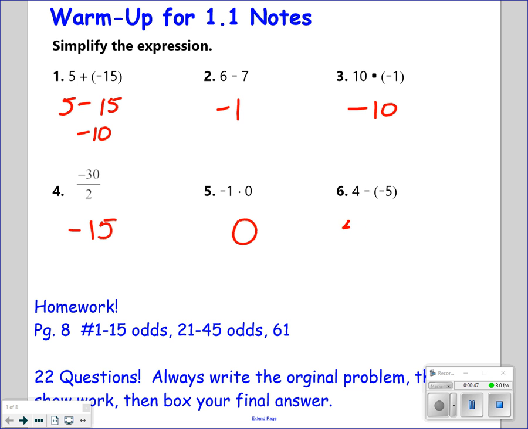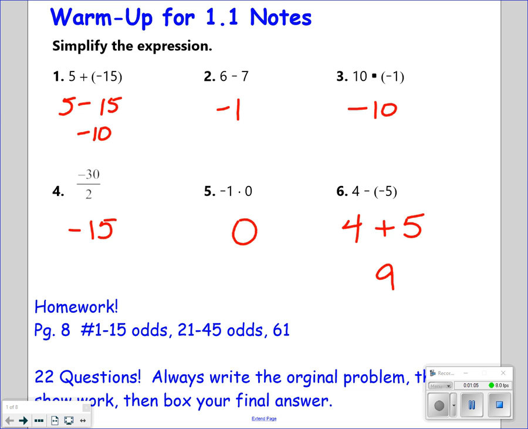And then again, if you have two signs, both of them minus, so 4 minus a negative, minusing the negative is the same as addition. So I changed that into a plus sign, and then 4 plus 5 is 9. So again, a little bit of warm up here on some signed numbers. And now let's get into the actual section 1.1.